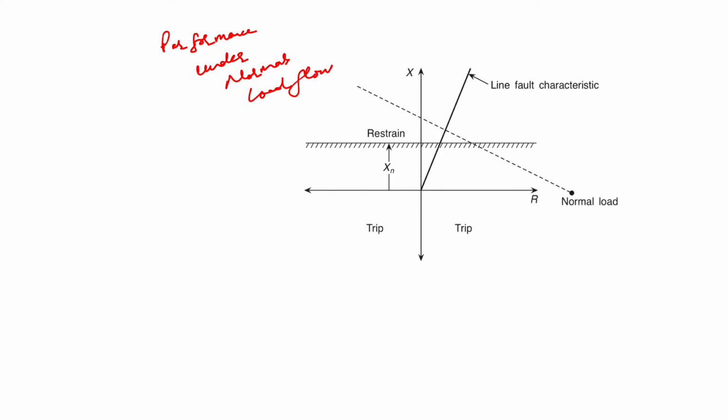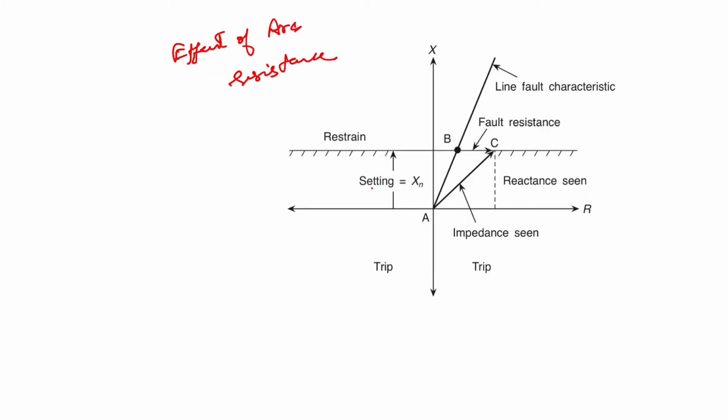The question may arise for the engineers: why bother about a relay which cannot even restrain on the load? The answer lies in the superior performance of the relay in the face of fault resistance. So we can discuss this superior performance. Now let us consider the effect of the arc resistance on the reach of the reactance relay.